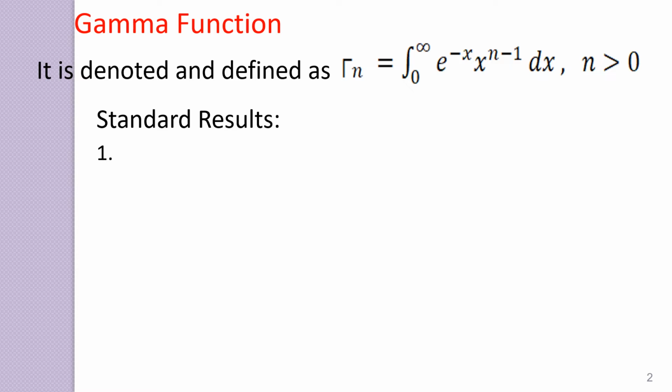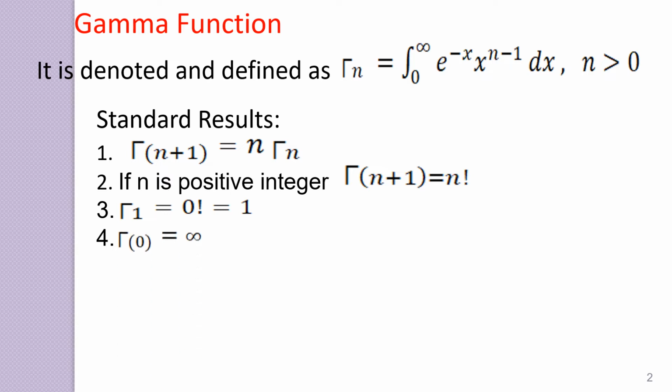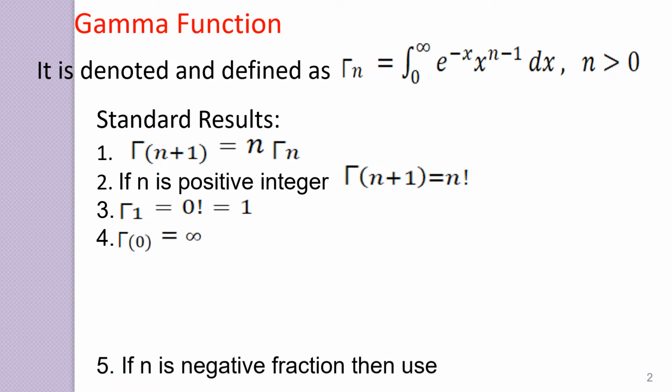Now these are some standard results of gamma function which we need to remember while applying it to solve or evaluate definite integrals using gamma function. The first standard result is gamma n plus 1 is equal to n gamma n. Second, if n is a positive integer, gamma n plus 1 is equal to factorial n. Third, the value of gamma 1 is 0 factorial, which is equal to 1. Fourth, the value of gamma 0 is infinity.